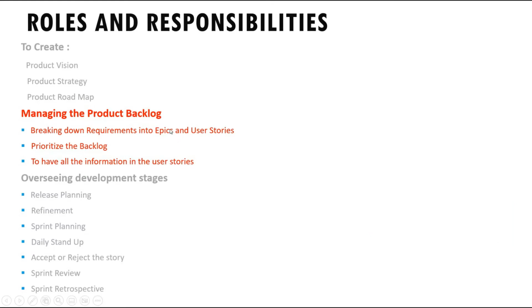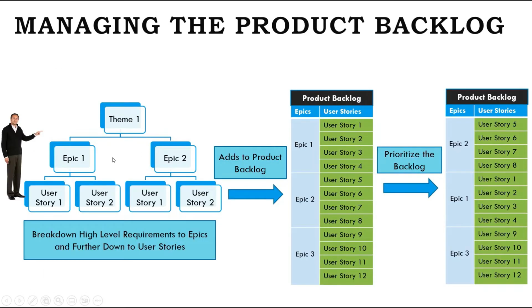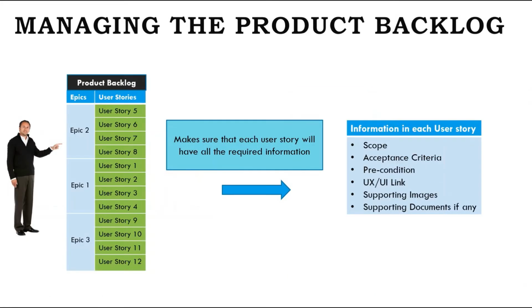The next section is managing the product backlog. Here, the product owner will break down the high-level requirements into epics and further down to user stories, and then adds them to the product backlog. Product backlog is a list of work for the development team that is derived from the roadmap and its requirements. Then he will prioritize the backlog. That is, he will reorder the user stories based on the requirement.